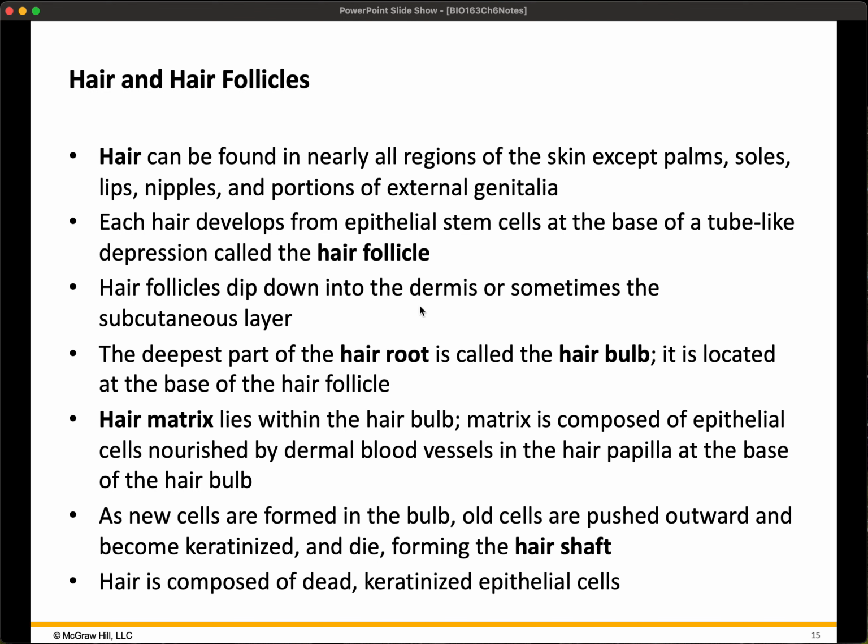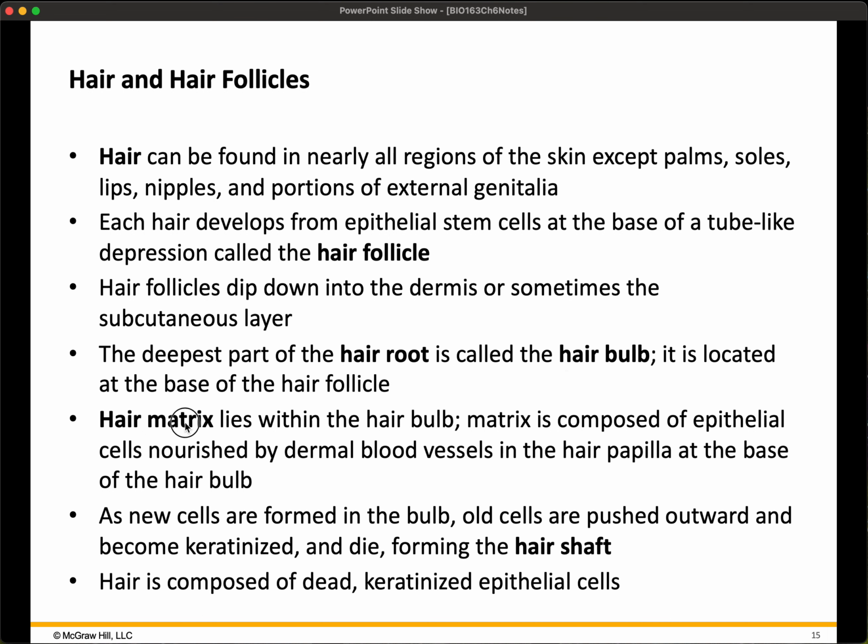Those hair follicles go down into the dermis, sometimes the subcutaneous layers. They can be pretty deep rooted. The deepest part of the root is called the bulb. That's that enlarged portion of the hair. Again, I talk about the hair root. For me, the root is anything from below the skin surface to the hair bulb. So all of that region that's not visible, that's not exposed to the external environment, that is all the root. And then the very, very bottom enlarged portion is the hair bulb.